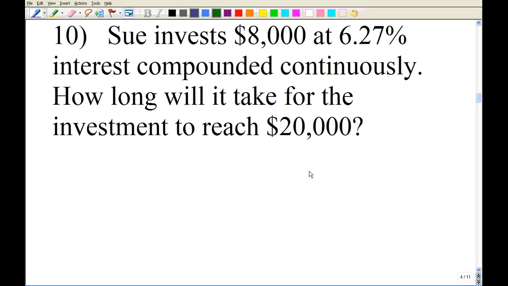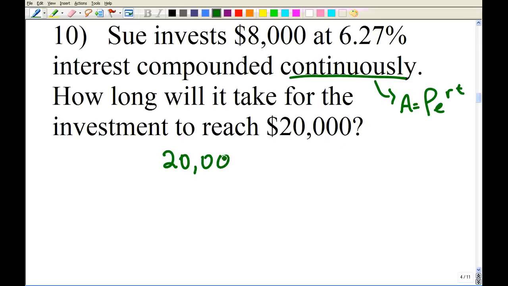Sue invests $8,000 at 6.27% interest compounded continuously. How long will it take for the investment to reach $20,000? Compounded continuously tells us that we're going to be using this A equals Pe^(rt). Okay, so A is our final amount, so that will be the 20,000 equals P will be our initial amount, which is 8,000. Then we have e to the rate of 0.0627, that's 6.27 in decimal form, and times t. So we're needing to solve for t.